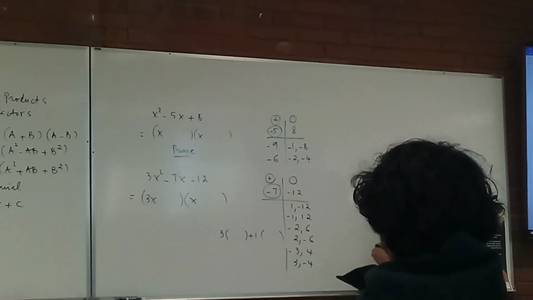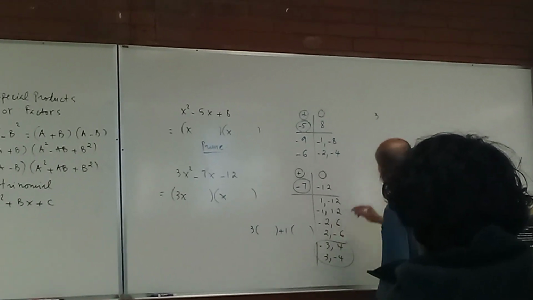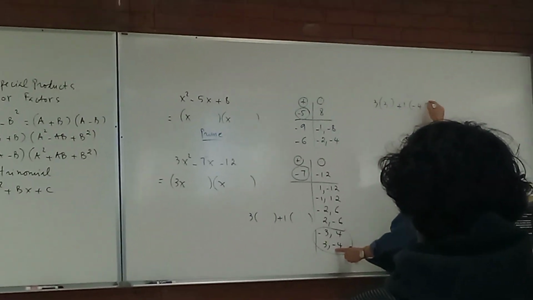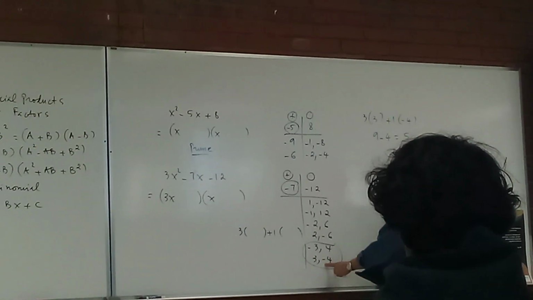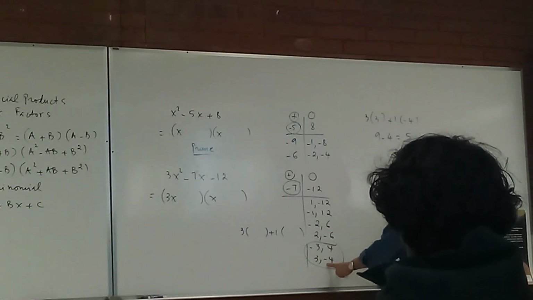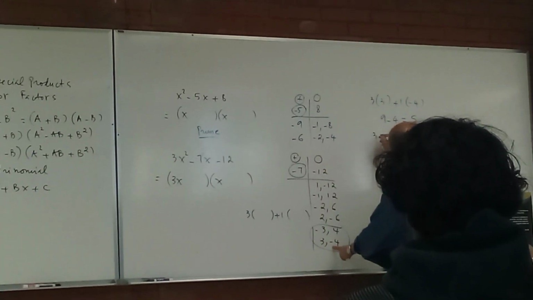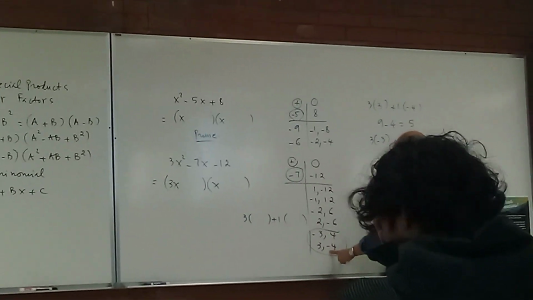So let's do 3 times, pick one, this pair: 3 times 3 plus 1 times -4. That's 9 minus 4, which is 5. So not equal. And then you switch the numbers. So 3 times -3 plus 1 times 4.